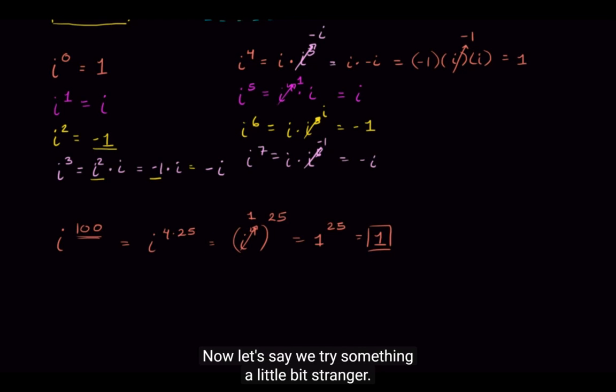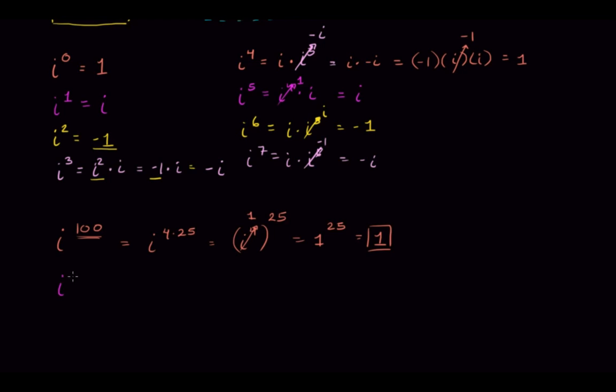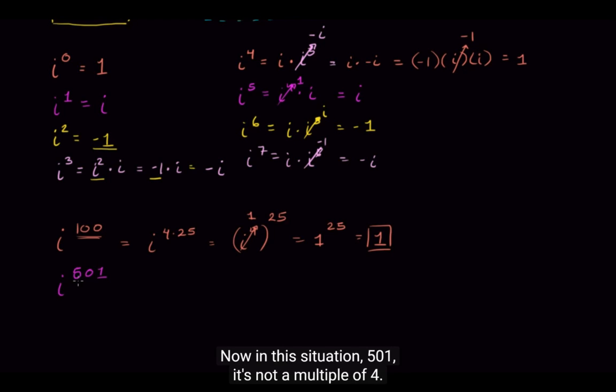Now let's say we try something a little bit stranger. Let's try i to the 501st power. Now in this situation, 501 is not a multiple of 4, so you can't just do that simply. But what you could do is write this as a product of two numbers, one that is i to a multiple of 4th power, and then one that isn't. And so you could rewrite this. 500 is a multiple of 4.